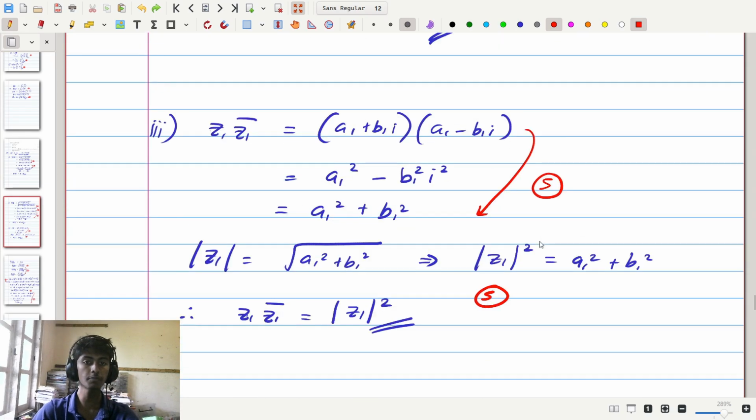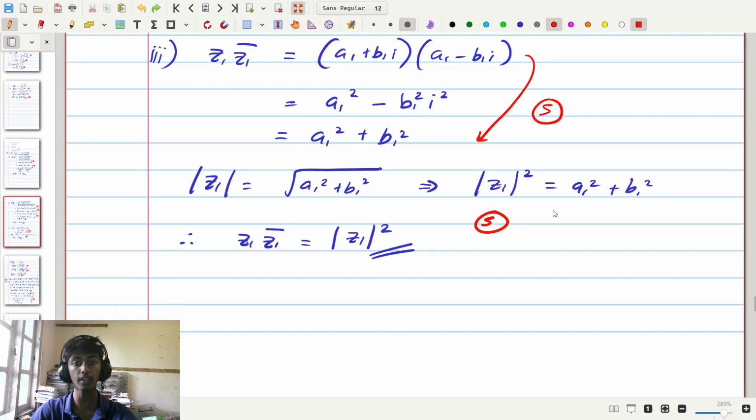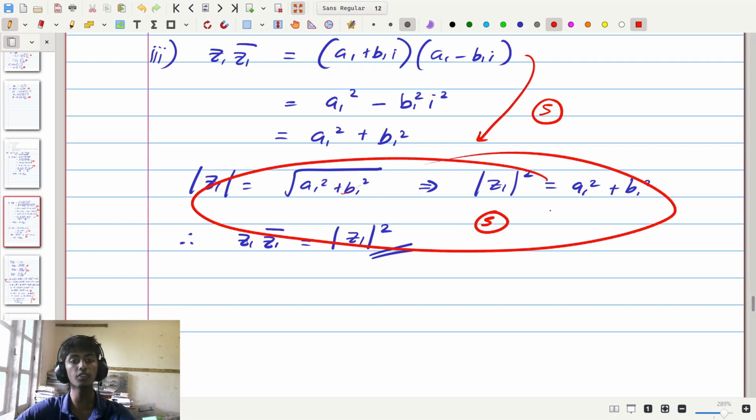Now for the third proof, when you take Z1 times Z1 conjugate and you substitute in A1 and B1i and A1 and B1i like this, and you get A1 squared plus B1 squared like this, you get 5 marks. After that, when you say that since modulus of Z1 is the same exact thing, when you square it, we can see that both of them are the same. Writing out this part gets you another 5 marks.